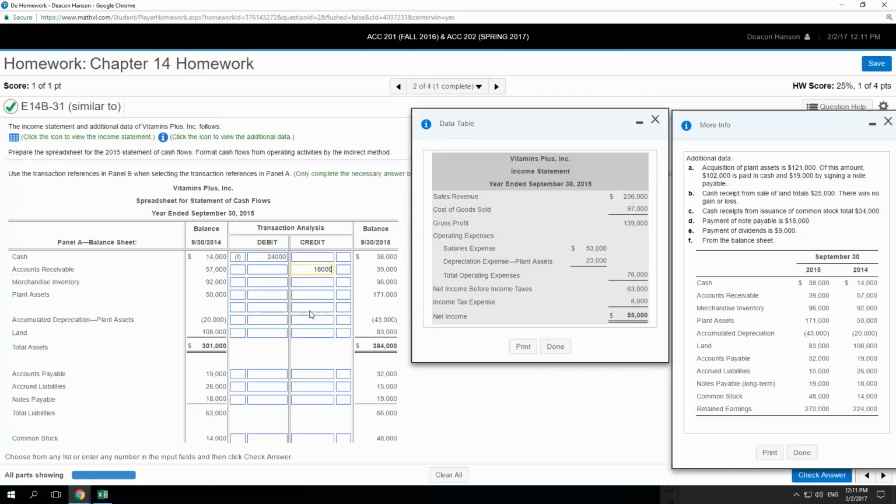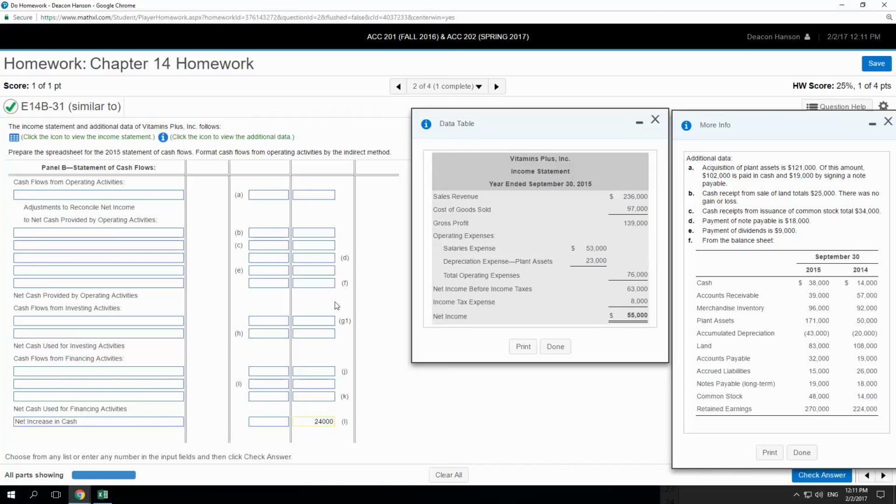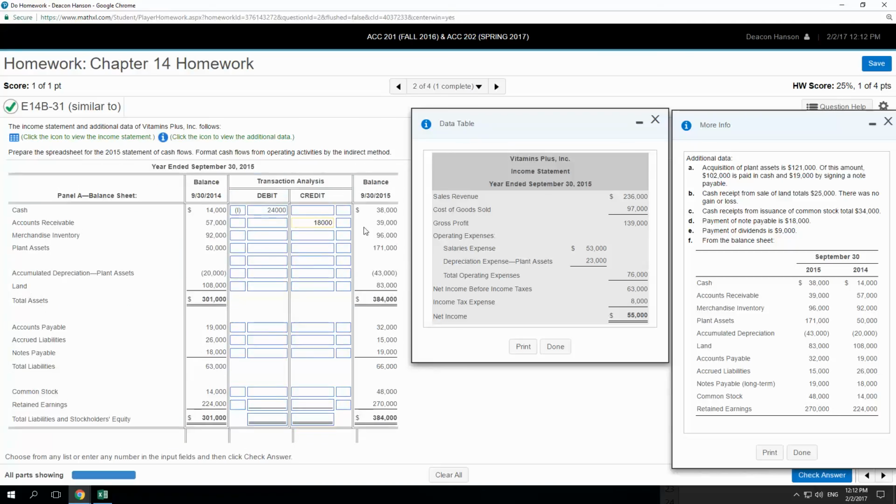Now on your cash flow statement, a decrease in accounts receivable is actually added back to net income. So let's see. Decrease in accounts receivable is in this C category. I'm going to put it in as 18,000. And then C becomes my cross-reference letter. So that C will match up with this $18,000 change here.